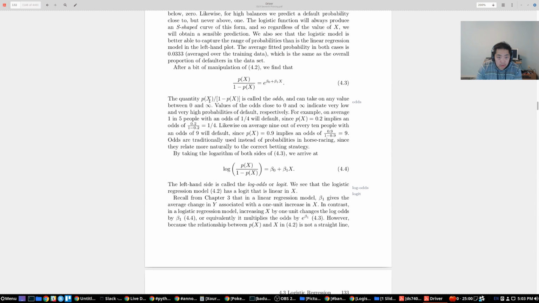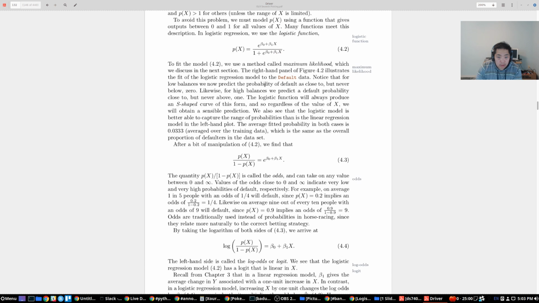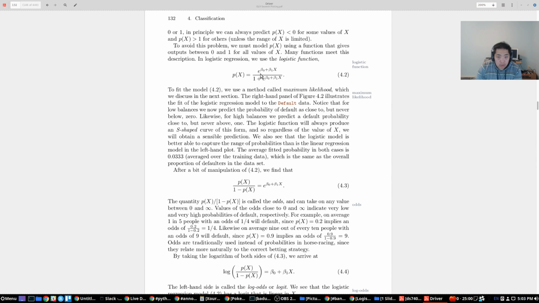So right here, this is what it is. It'll just be exactly like this. This will turn into this to find the odds between negative infinity and infinity. But then once we find the odds, it'll just turn to 0 to infinity for some reason.